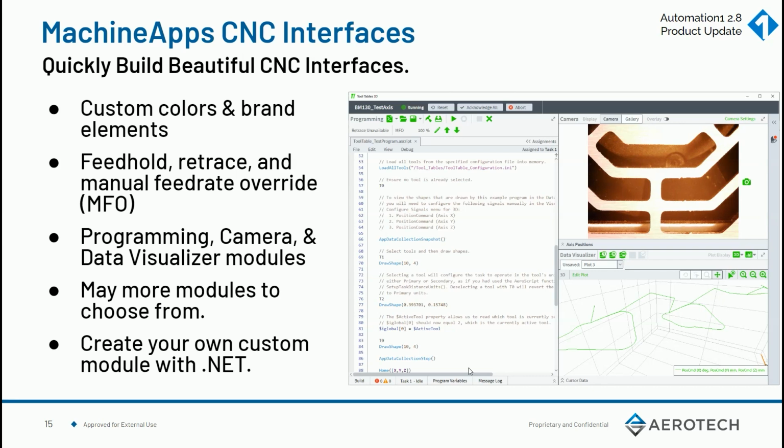Okay, so the T commands, branding, colors, standard CNC style controls such as feed, hold, retrace, and manual feed rate override. All of these things make machine apps a powerful CNC interface builder, and probably the quickest way to build a custom CNC interface on the market today.